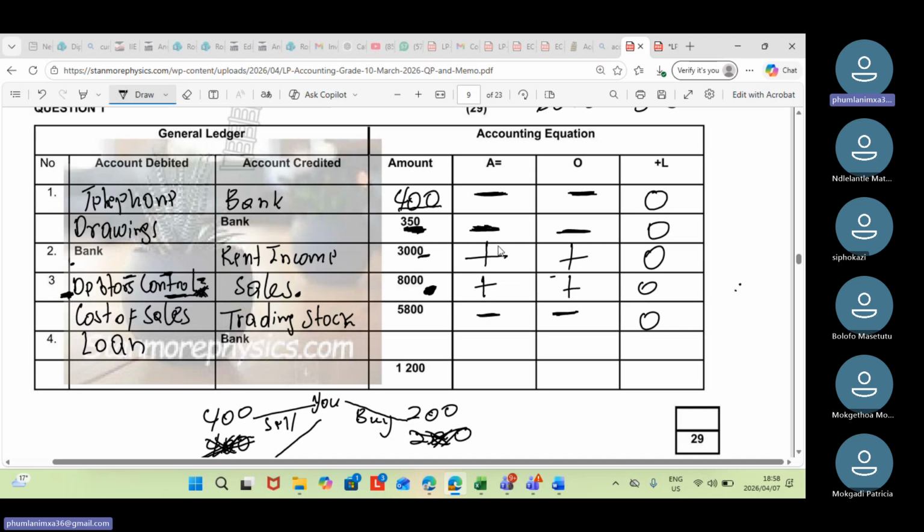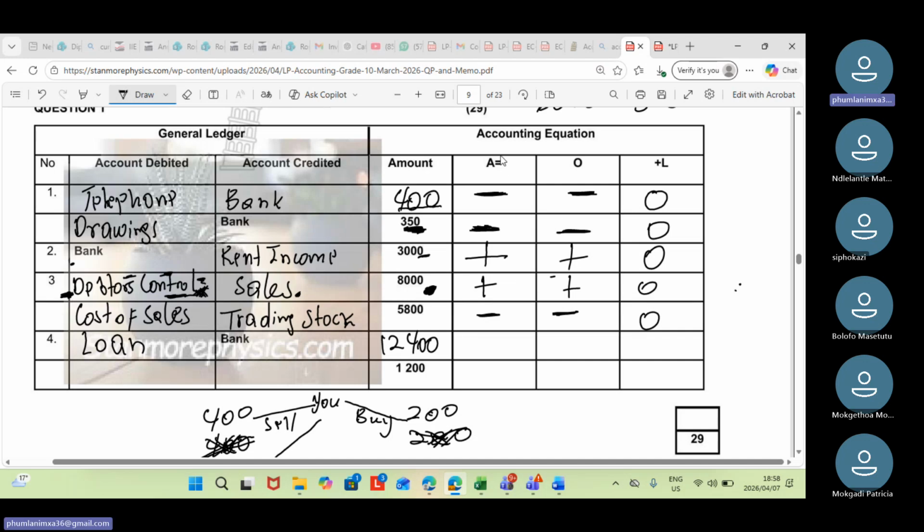Okay, so account to be debited is loan, account to be credited is bank. Why bank? Because we are taking money away from our bank account. We are taking money from bank and pay for a loan. Bank is decreasing, assets are decreasing. For how much in total? Is 12,400.